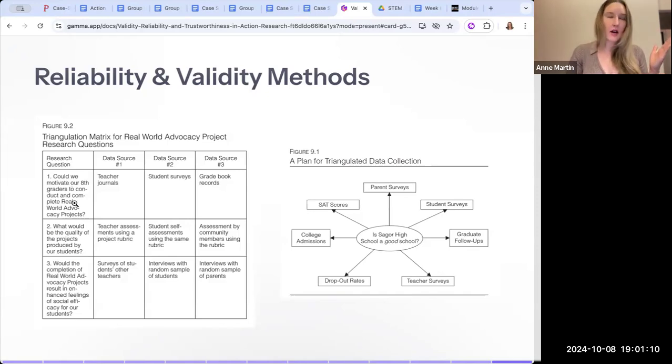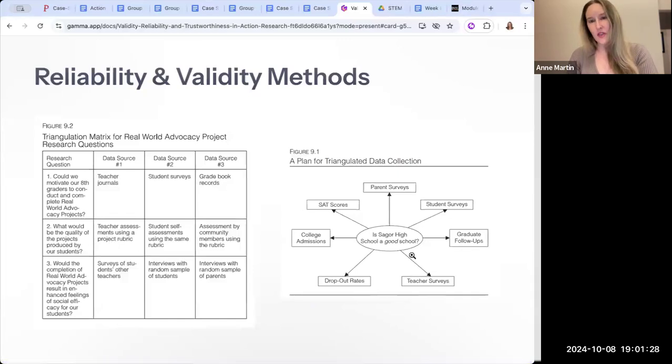What is the impact of X on motivation? What is the impact of X on student achievement? And then map out what your data sources are going to be for all of those, so you can ensure you have multiple data sources to shine light on what is happening there. And then this is another visual for triangulation that you can use there.